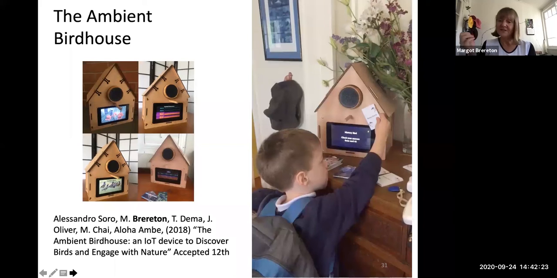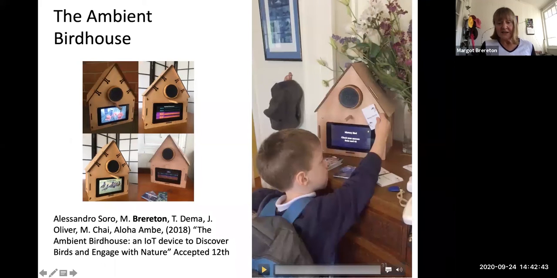But also, even if you did have an app on your phone and you could recognize a bird, it probably wouldn't, unless you were already really into birds, help you very much. So we've been quite interested in developing new kinds of interface for citizen science. And this one is one we call the ambient birdhouse.